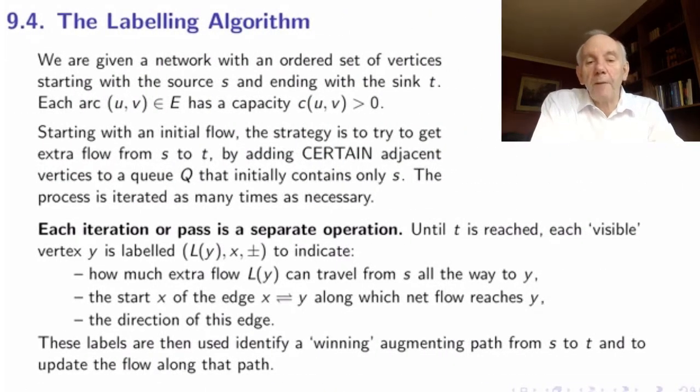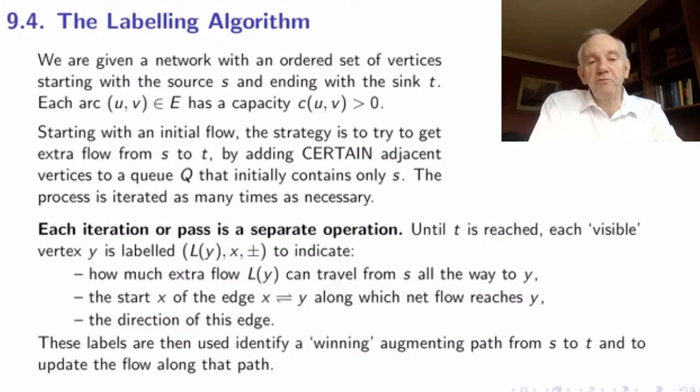So what happens in these iterations? So the first thing to say is that you do one at a time. You try and get from the source to the sink. Once you've done that, if you've done that, you can then update the flow, increase the flow numbers, but then eliminate all your previous labels and start again.